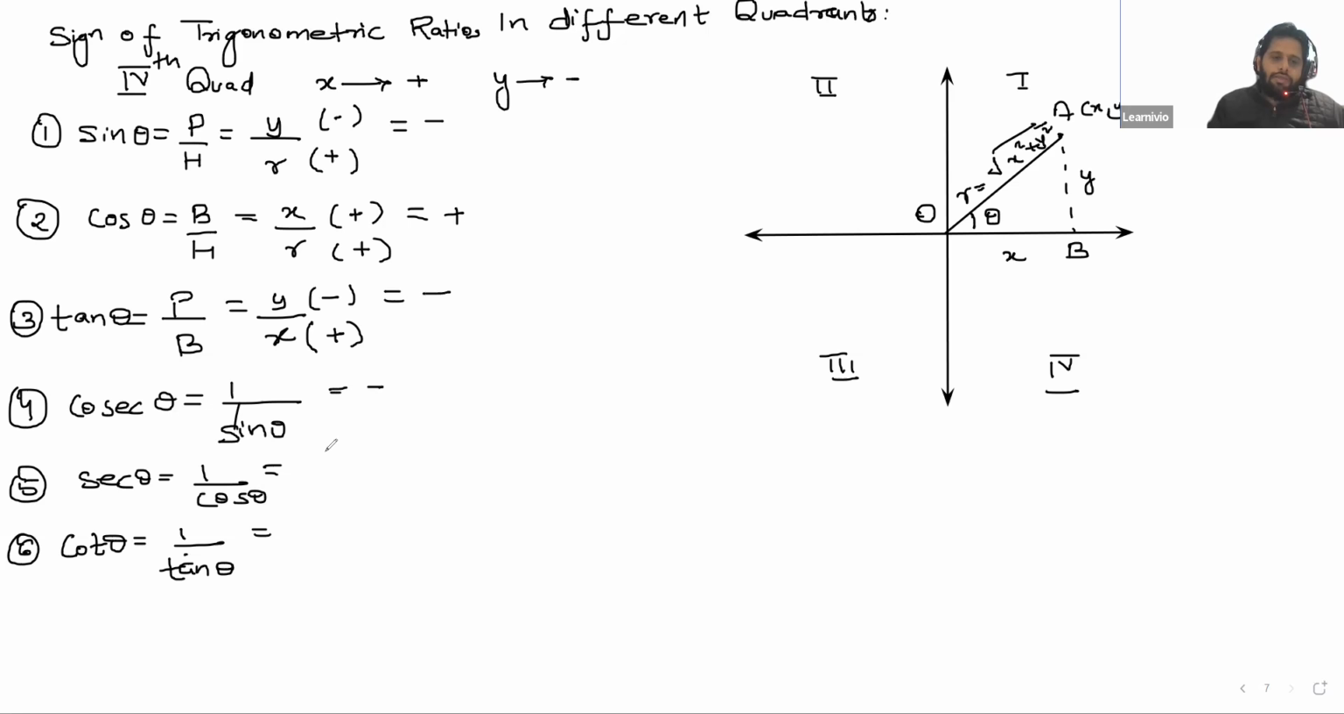Cosec is 1 by sine, negative. Sec is 1 by cos, positive. Cot is 1 by tan, negative. Is this clear? Yes, sir. Okay, so please note this down, confirm to me, then we will start the next one.